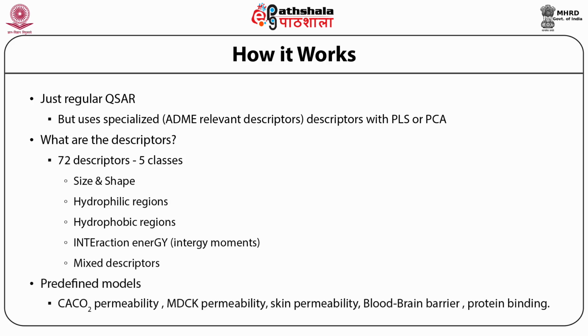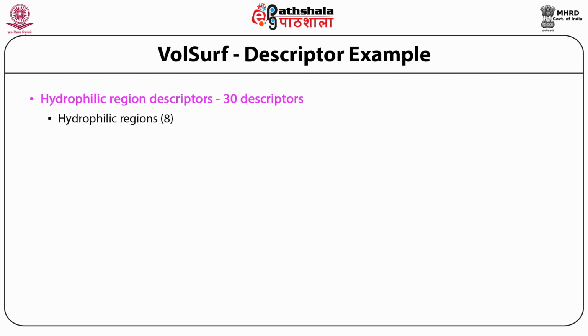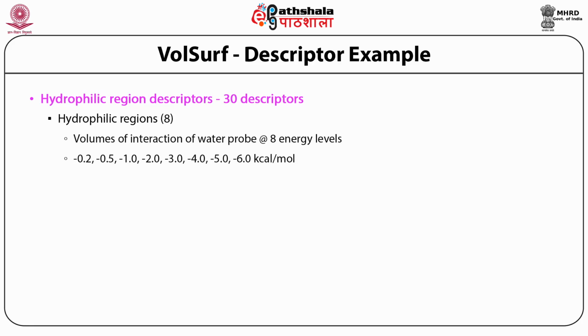Now, as I said, these are the models which have already been predicted. The slide shows you how we come up with that number. The hydrophilic region descriptors would be something like 30 descriptors. How do you get that? You can have 8 of them. What are these 8? 8 are volumes of interaction with the water probe at 8 energy levels. So we can devise our system for every inhibitor to have such a molecule. And then we can calculate and find out all the values in kilocalories per mole.